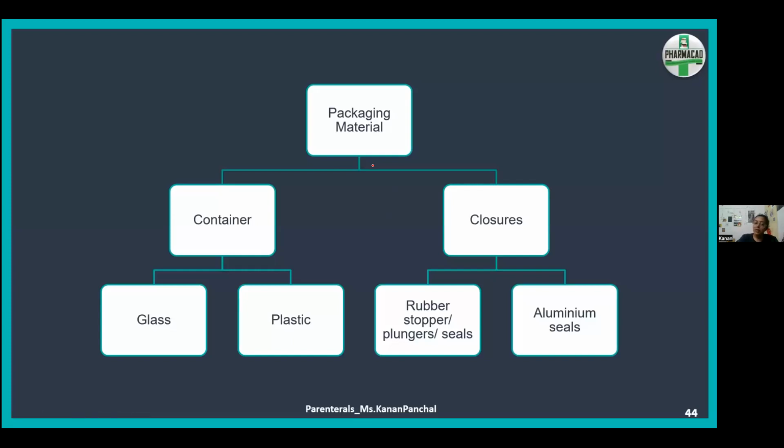So then the packaging material mein, I told you there are two important components again. The first one is a container and the second one is a closure. All right. Containers are made of two materials or MOCs. Okay. The term we use is MOC. Mane material of construction. All right. MOCs. Then one you have glass and one you have plastic.